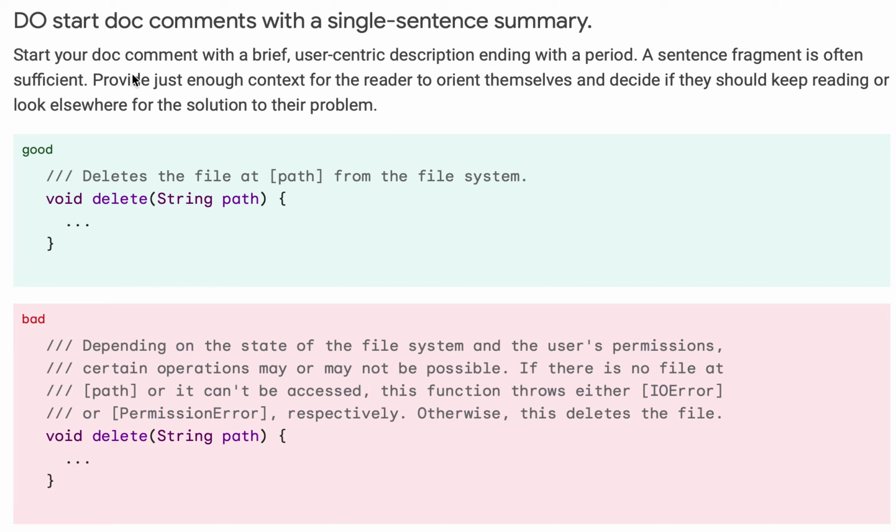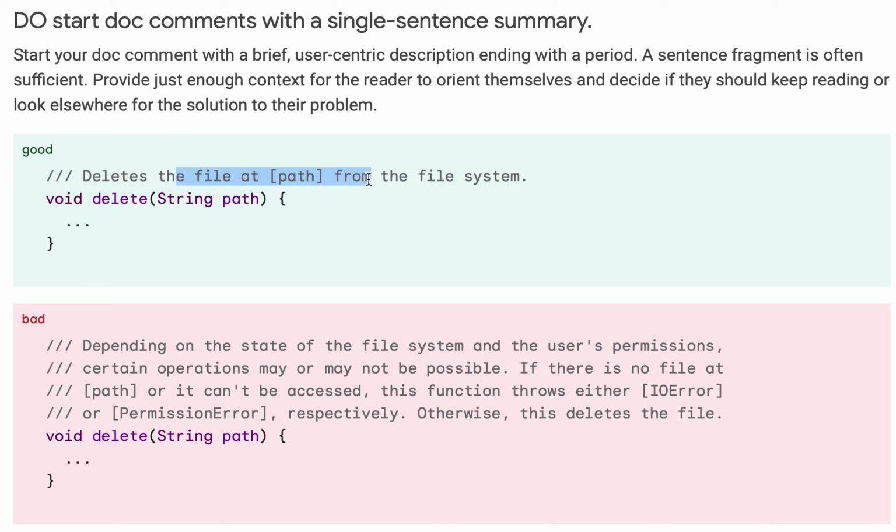So today we are learning the next lecture in effective Dart. It is regarding do start doc comments with a single sentence summary. So for example, we have to start our doc comment with a brief user-centric description ending with a period, that is a full stop. A sentence fragment is often sufficient.